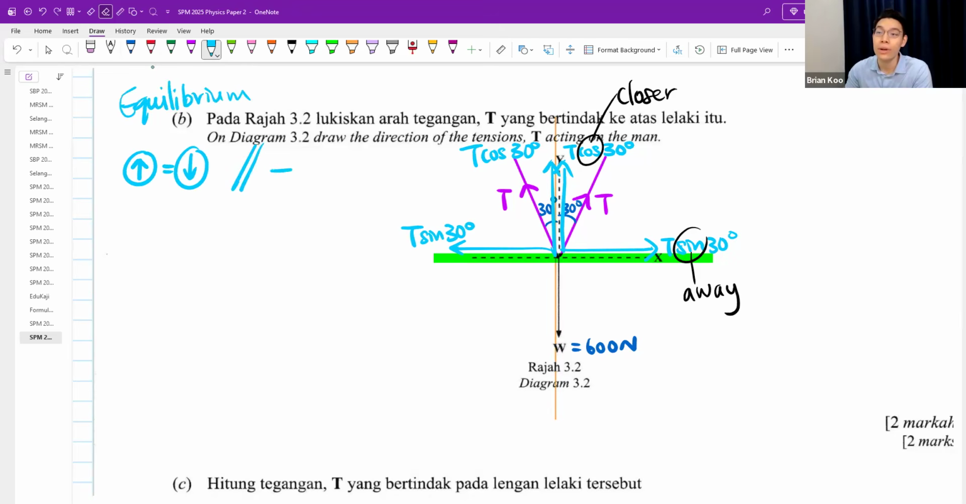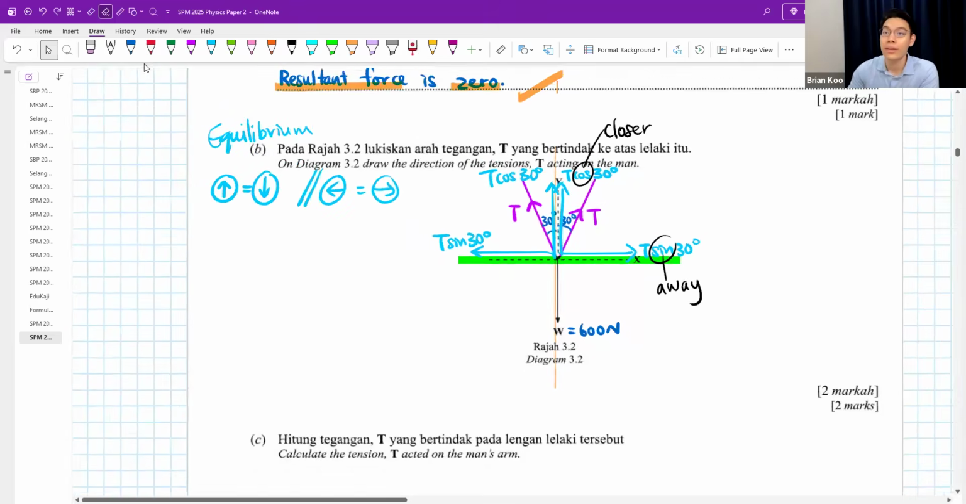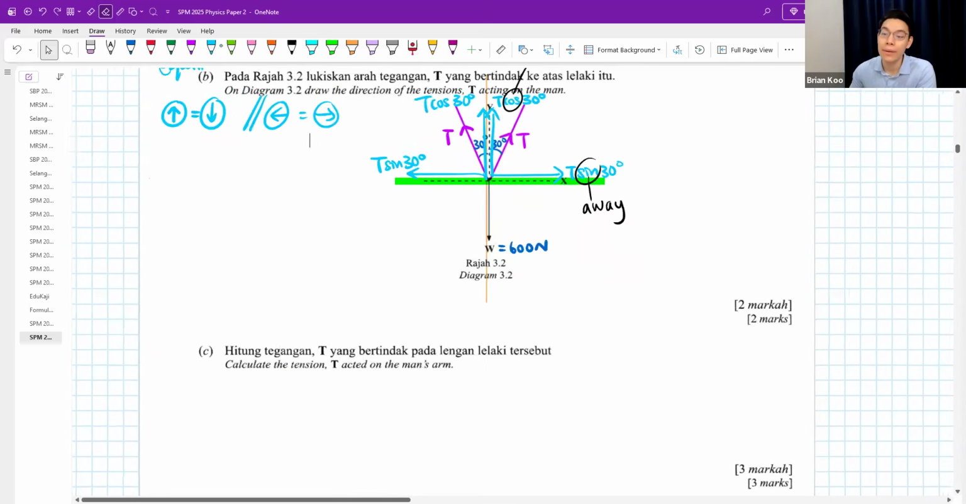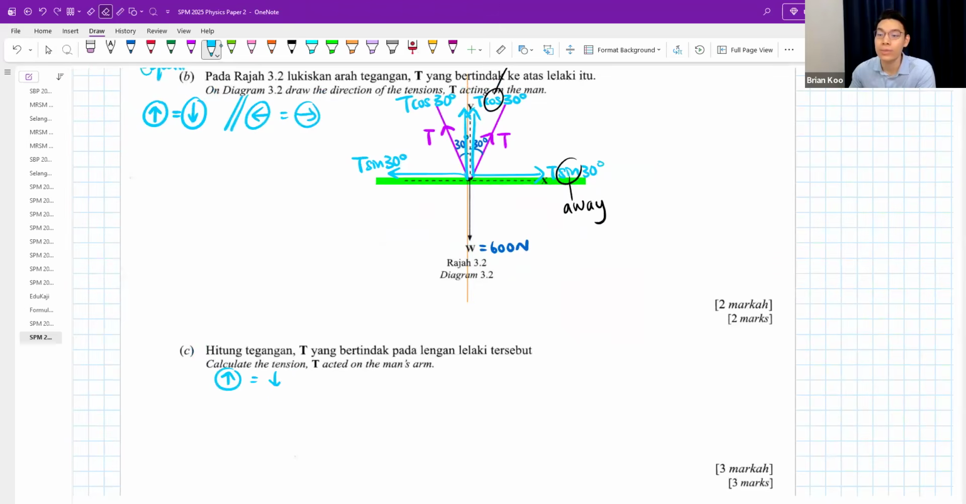Also, all the forces pointing to the left must be equal to all the forces pointing to the right. That's why you see the left side and the right side are equal. Both are also T sine 30. Now with that, we can say all the forces pointing up equal all the forces pointing down.